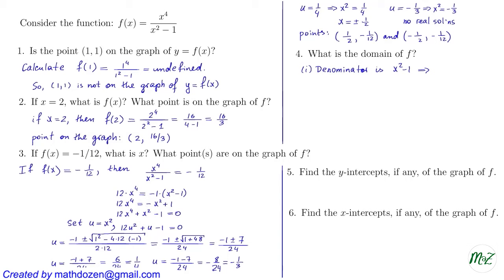To find the domain of f, we see that the expression for the function does not contain any even roots, but it has a denominator. The denominator is x squared minus 1. If we set the denominator equal to 0, we get x is equal to positive or negative 1. So we're going to exclude positive 1 and negative 1 from the domain, and those are the only values that will be excluded.